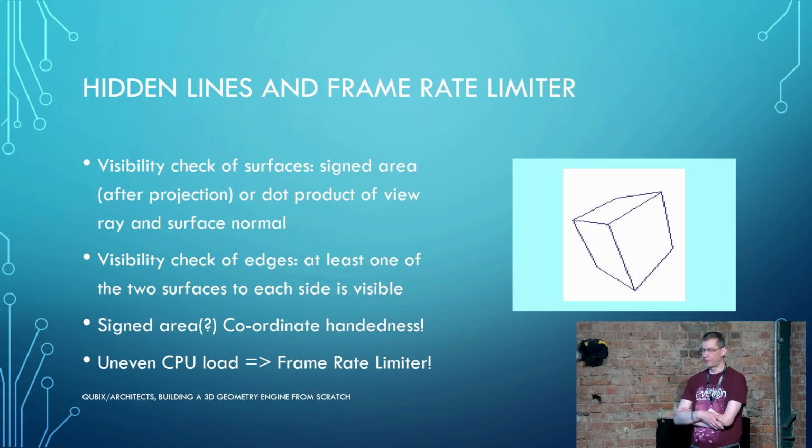And this calls for a frame rate limiter. This example, for example, switches between 25 and 17 frames per second on a PAL VIC-20, and that is very noticeable. And for this reason, I introduced the frame rate limiter. So it's now only 17 frames per second.